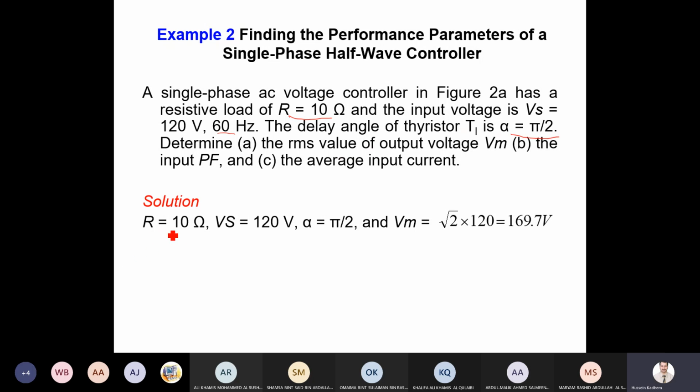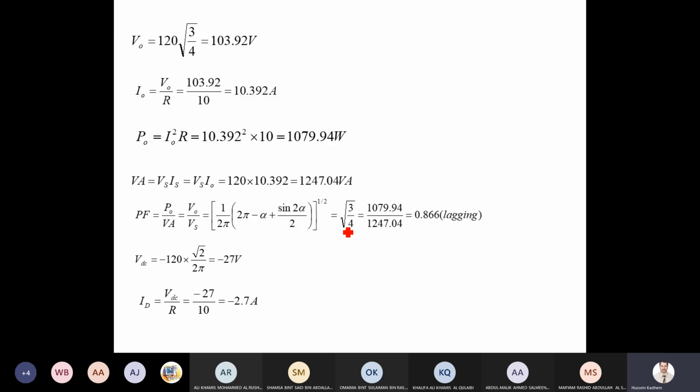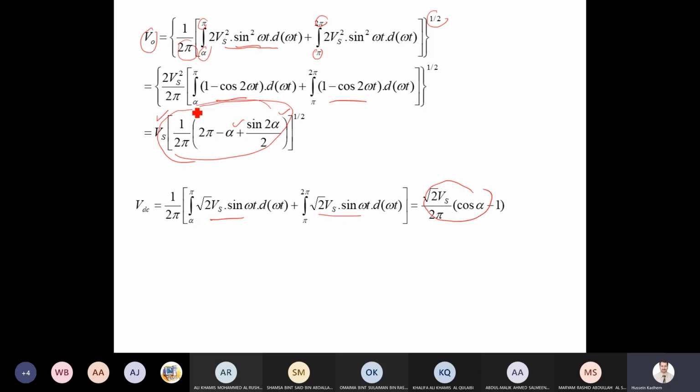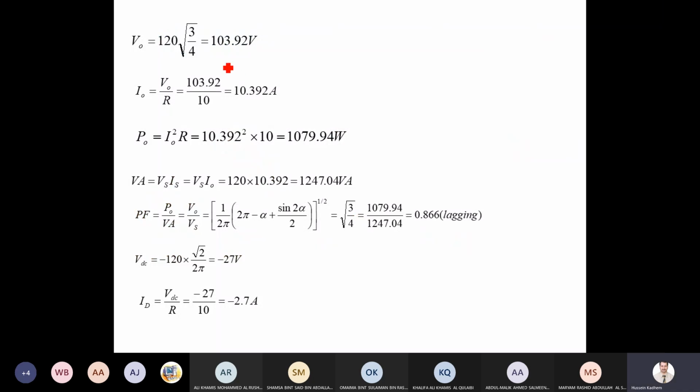Now, let me check the information. He gave me R. He gave me Vs. He gave me alpha. I can find Vm by multiplying by square root 2. I have everything now. Let me take you back just here. This is the formula. I will use it, and I got the output voltage. Output current is V out over R according to Ohm's law.